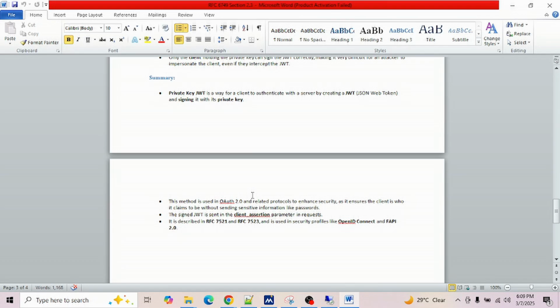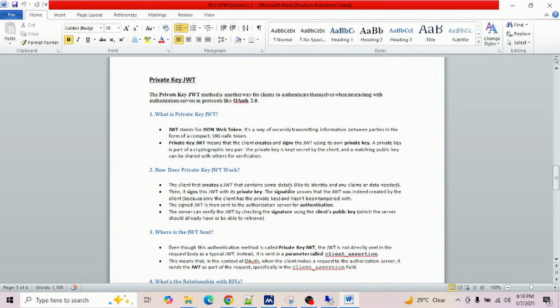So again here, private key JWT is also a way for the client to authenticate with the server by creating a JWT and signing it with a private key, and then sending it to the authorization server for authentication. When they send it, it will be sent in a parameter. The JWT will not be sent the typical way we see in general. It will be sent in the parameter called client_assertion, right? And then the authorization server already has the public key of the client. So based on that, it will verify the signature and then perform the authentication.